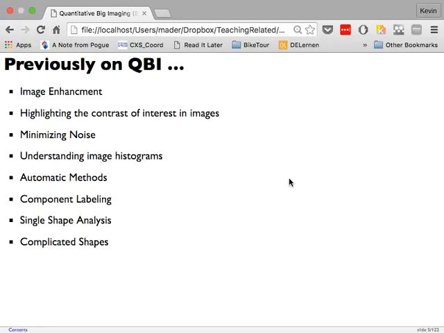So previously, we've covered image enhancement, automated segmentation, component labeling, single shape analysis, and then complicated shapes. Basically, we've created a bunch of input data that we want to analyze in more detail. If you think about cellular imaging, usually you're not taking an image of one cell at a time. Usually, in pathology, you have thousands of cells on a slide, and you've analyzed each of those cells, and now you need to do something with that overall statistic. So how do you classify how they're grouped together and everything else?